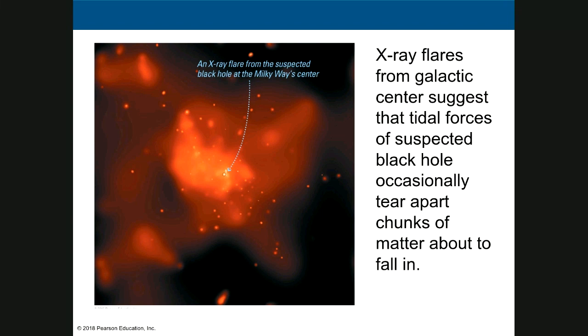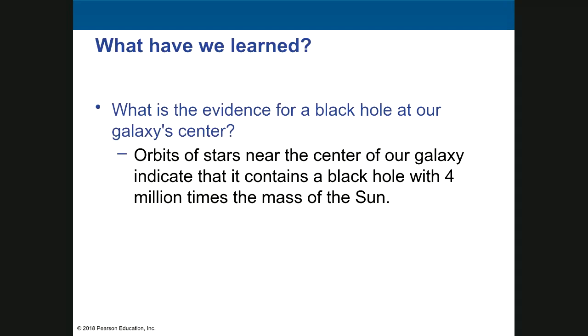What we're looking at here is an X-ray flare from the galactic center, and this suggests that tidal forces of this black hole occasionally tear apart chunks of matter, stars that cross its path. And the bigger the black hole, the easier it's going to be for stars to cross its path. And remember, the star population is much more dense here in the bulge. Okay? So that's it for that chapter.